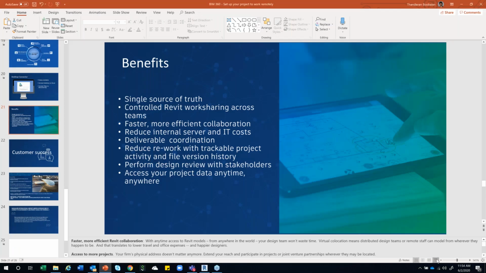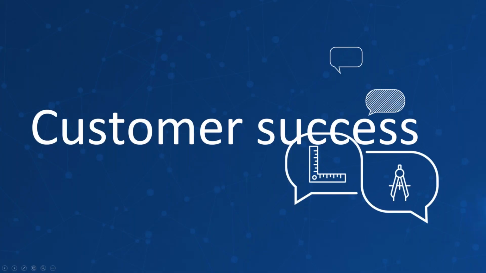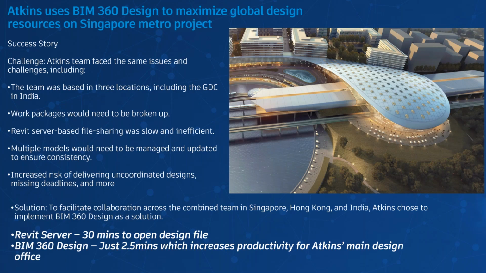And I just wanted to share some customer successes. Many customers are using BIM 360. Here is Atkins, one of the well-known firms that has used BIM 360. Initially they were using Revit Server, where it took 30 minutes to open the design file, because they were working on a Singapore metro project with teams globally located in India, Hong Kong and Singapore, and they wanted proper design collaboration across team members. Once they implemented BIM 360 Design, it just took 2.5 minutes, which increased productivity for the Atkins main design office.